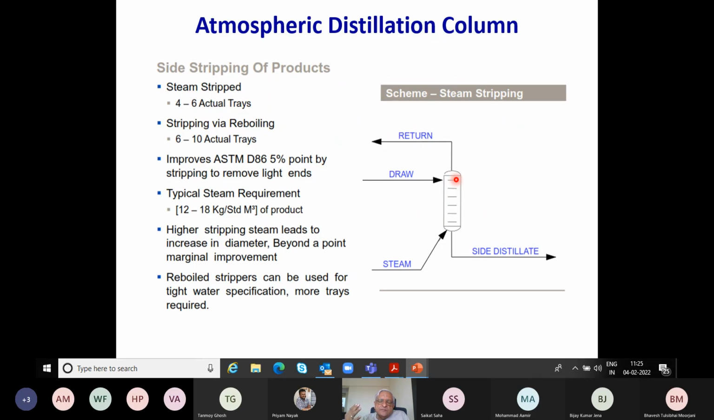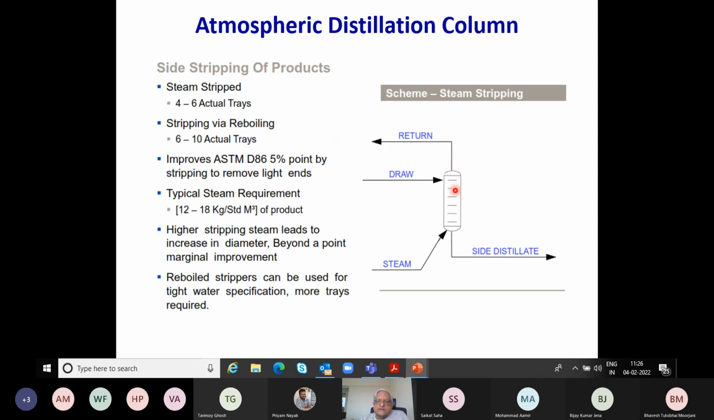it will reduce the flash point. Sorry, reduce the flash point. So if you reduce the flash point, then that kerosene becomes dangerous to use, particularly in the cooking stoves that we use, and there's a possibility of explosion.